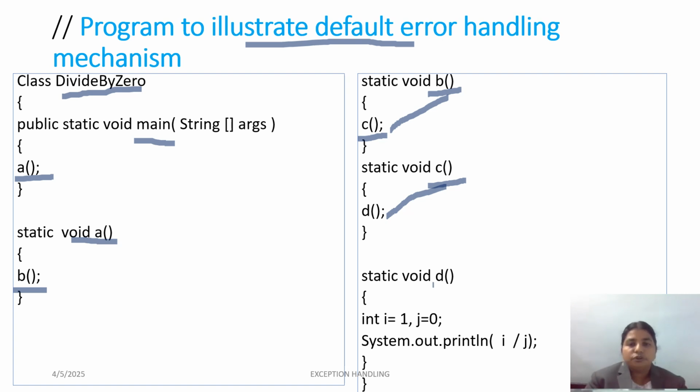There is a definition of method D below, with a set of statements which includes the declaration of two integer variables i and j, which are assigned the values 1 and 0. We are attempting to print the value of i divided by j, which is 1 divided by 0. So we are attempting to print a value divided by 0. Let us now see the output of the particular code.